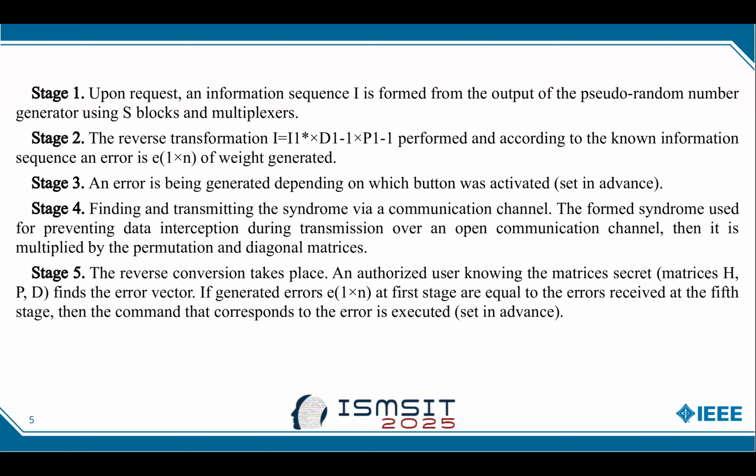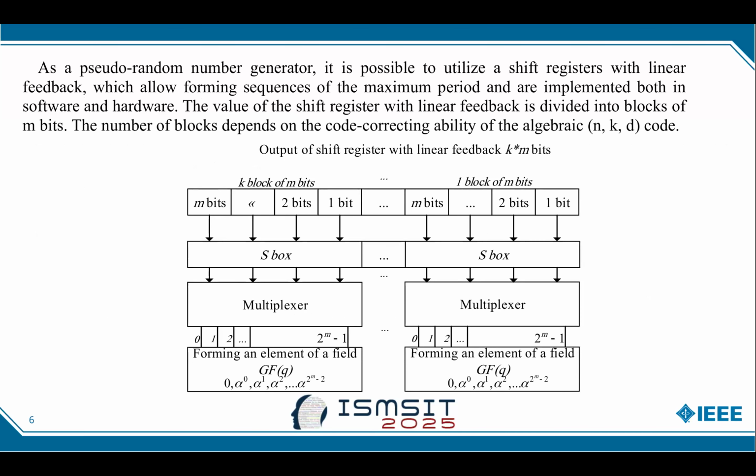If the error generated at the first stage is equal to the error received from the fifth stage, then the command that corresponds to the error is executed. As a pseudo-random number generator, it is possible to utilize shift registers with linear feedback, which allow forming sequences of the maximum periods and are implemented both in software and hardware.